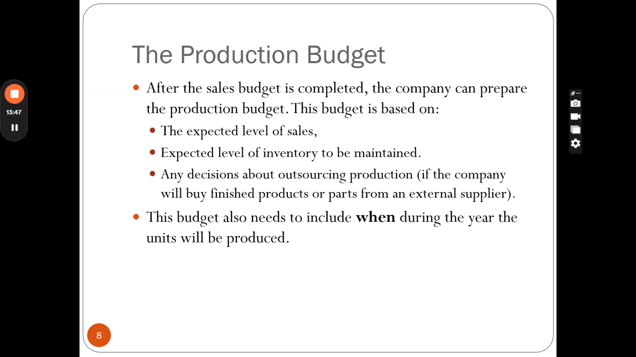Now once the sales budget is prepared, the second budget is going to be the production budget. So after the sales budget is completed, the company can prepare a production budget. Without knowing how many you are going to sell, you cannot prepare a production budget, right? How many do I have to produce? For that, I should know how many are going to be sold. And this budget is based on, again, what is the expected level of sales? How many units you are expected to sell?